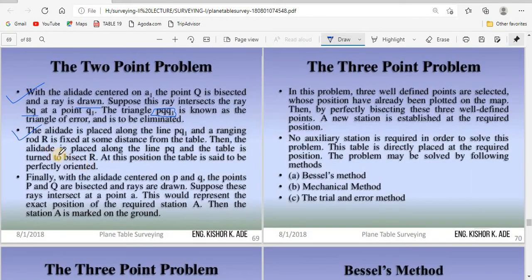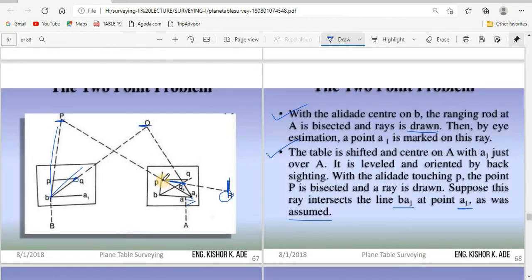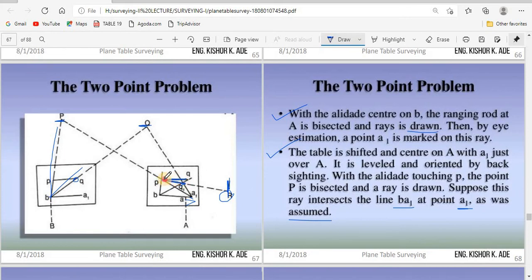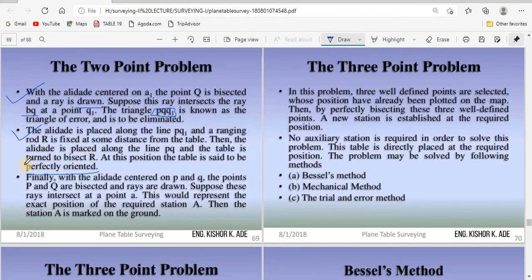After that, the alidade has been placed along the line PQ, and the table is turned to bisect R. At this position, the table is set, that is, it has been perfectly oriented. So what you have to do is keep the alidade along this line, and then turn your table until the alidade is bisecting your ranging rod at R. Once it has been bisected, that means your table has been perfectly oriented.